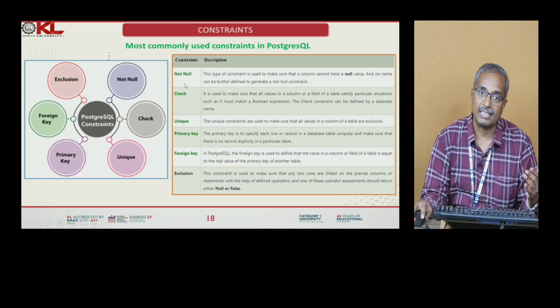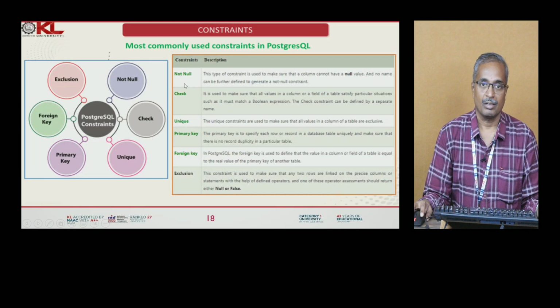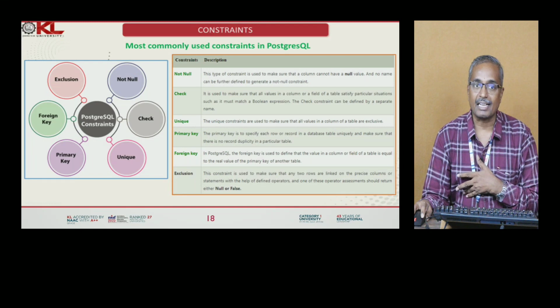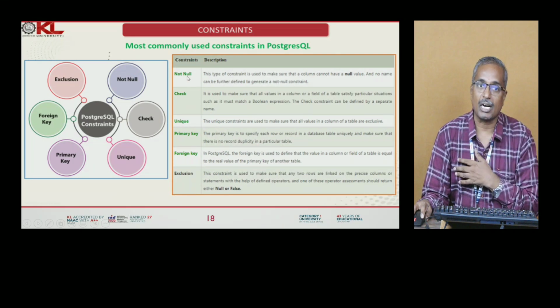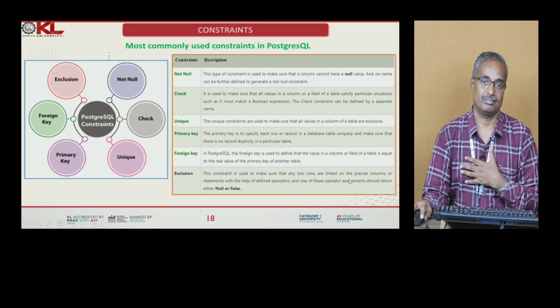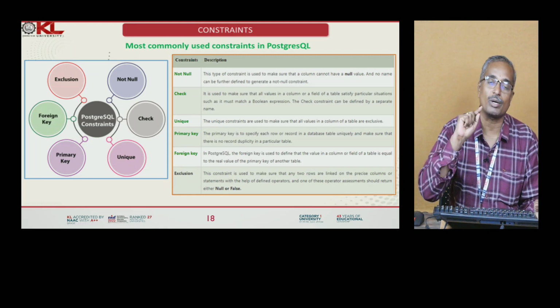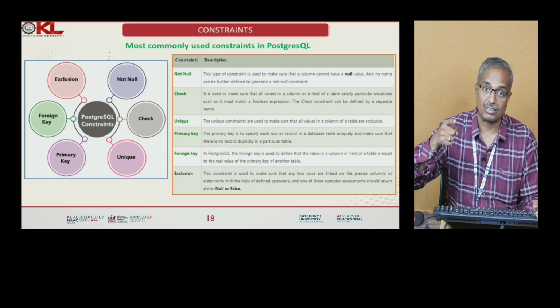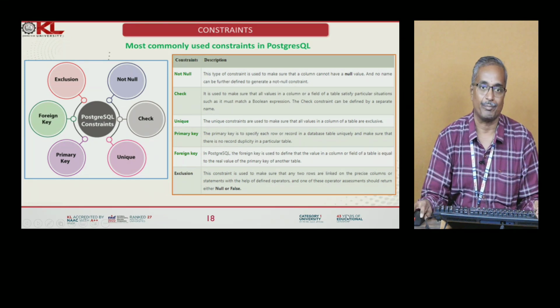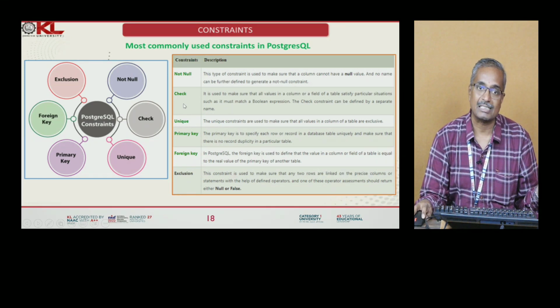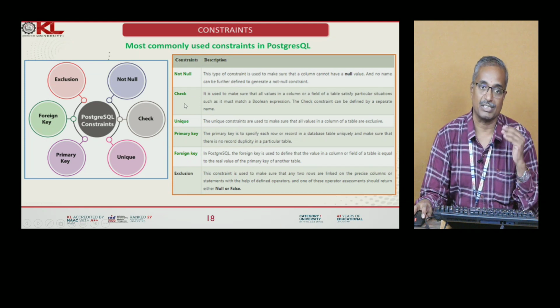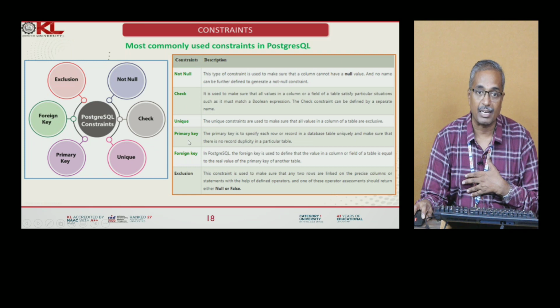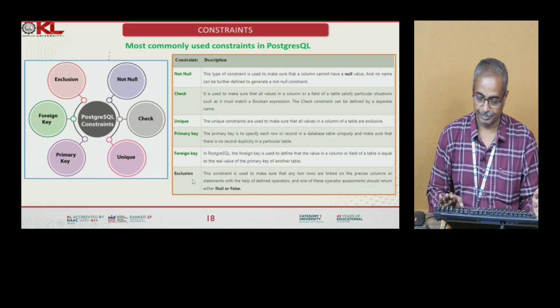A set of rows and columns. So while you are entering the data, a column value should not be which one? Not null. I mean the data should be stored in the table, that column should have data. Similarly, the next one is check. I will explain, just wait. The next one is unique. Next one is primary key. Next one is foreign key and exclusion.